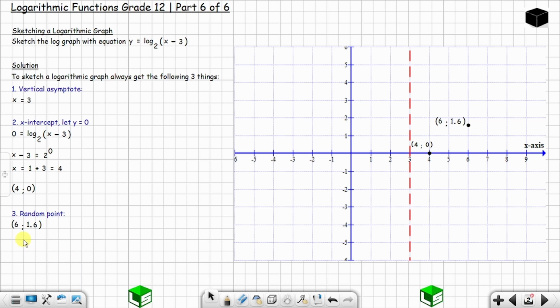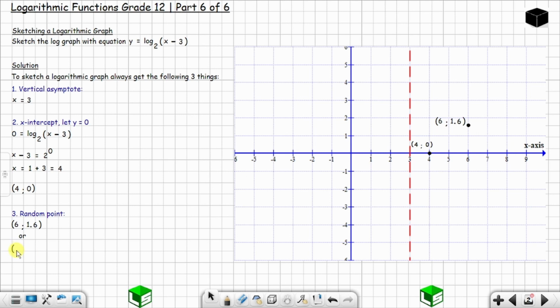You actually need only one random point, and you can sketch your graph. You can see I can sketch my graph with only these 2 points and the vertical asymptote. This is enough, but I'm going to get another random point. So let's use 7.